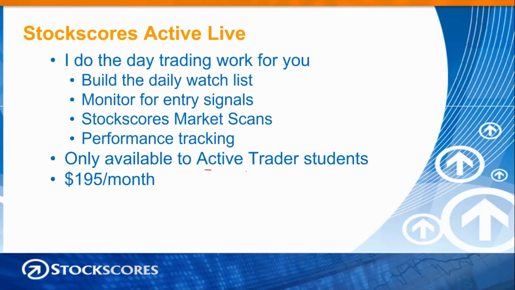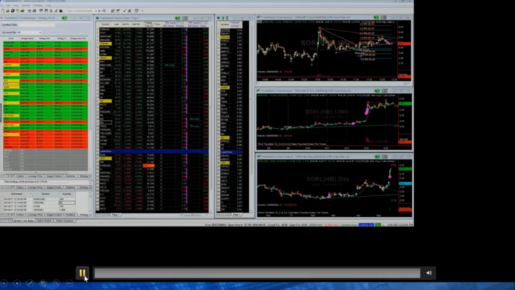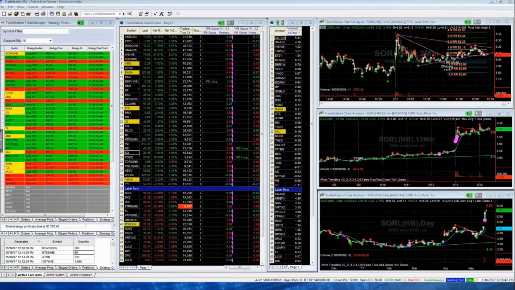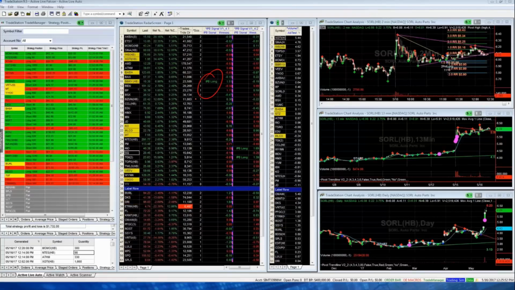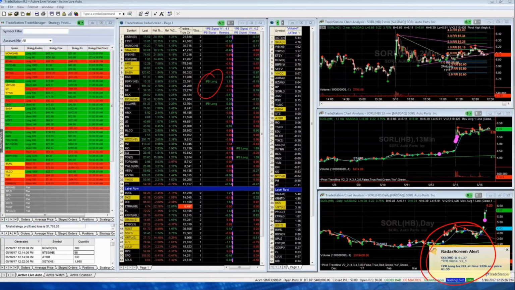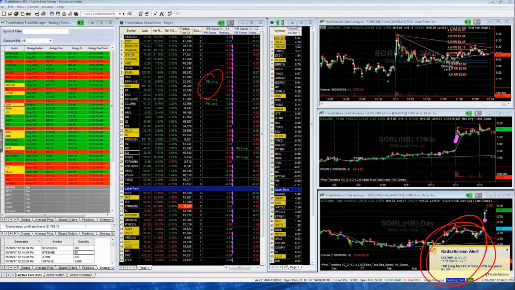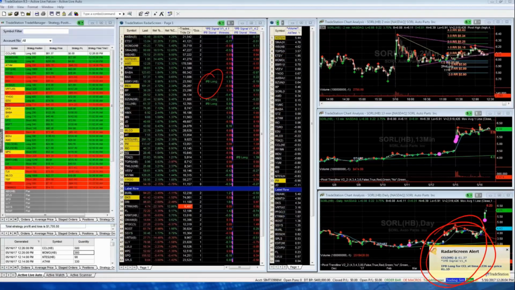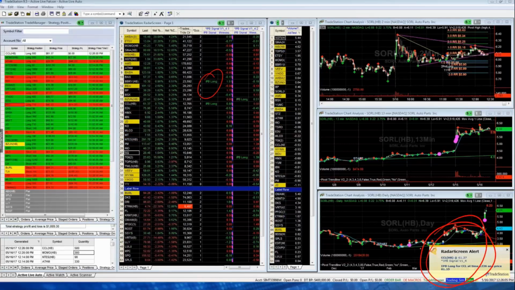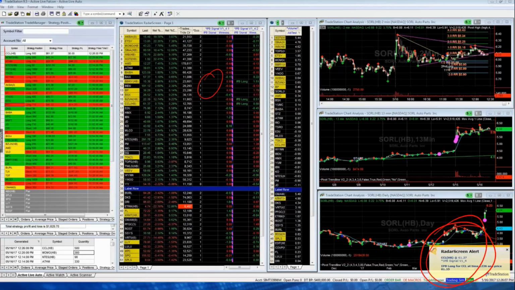That service is only available to Active Trader students. It's $195 a month. Here's how it looks. You see a screen like this. I'm in my home, you're in yours. You see my screen. When there is an alert, it rings a bell. It'll show a little alert like that. And you will see a little window pop up in the bottom right-hand corner. And if there's an actual trade alert, it will sound the alert. You'll hear the word strategy alert, like you just heard now. And that trade will then be posted over on the left.